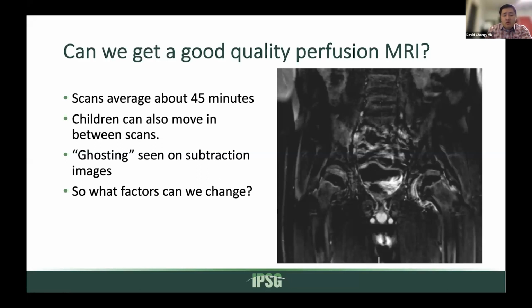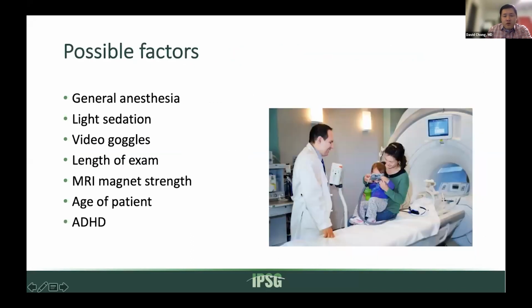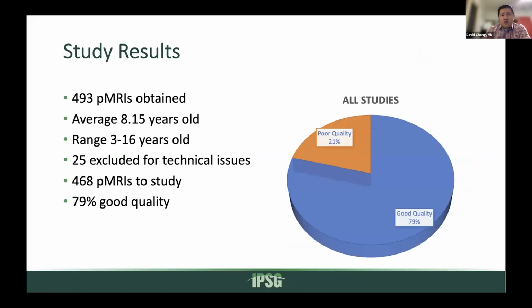And so what we really want to know is, what factors can we change to get better MRIs? Could it be the anesthesia we use? If we sedate them, can we use video goggles? Could we shorten the exam? Does the MRI strength matter? Does the age of the patient matter? Does it matter if the kid has ADHD? And so our study so far has shown we've had about 493 MRIs we've looked at.